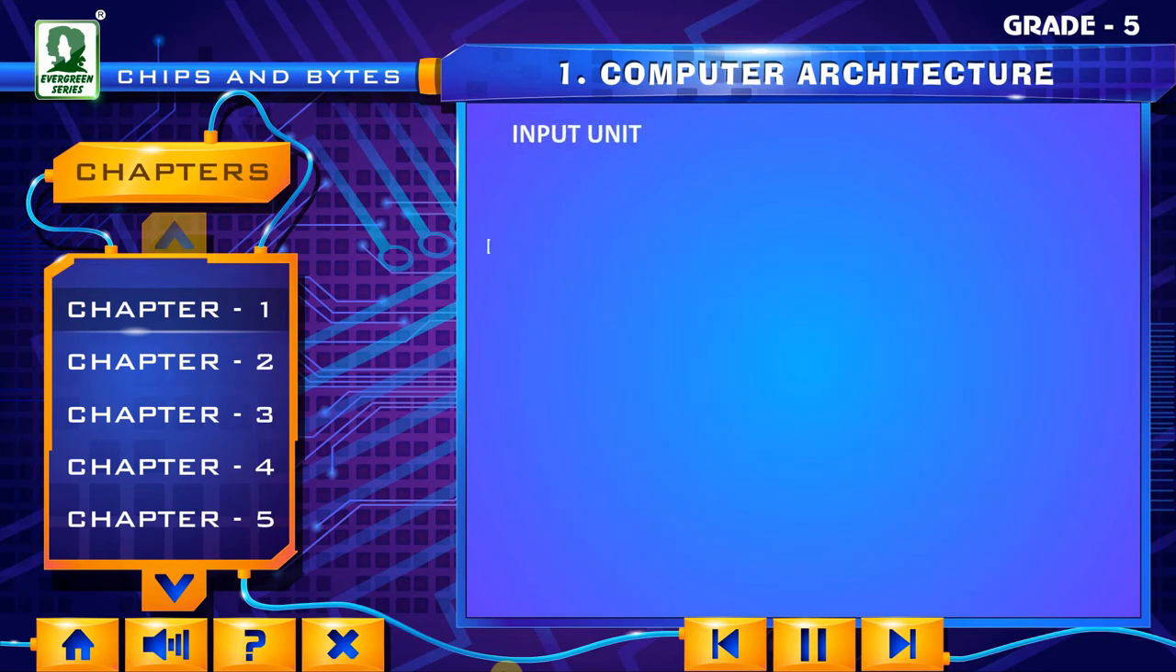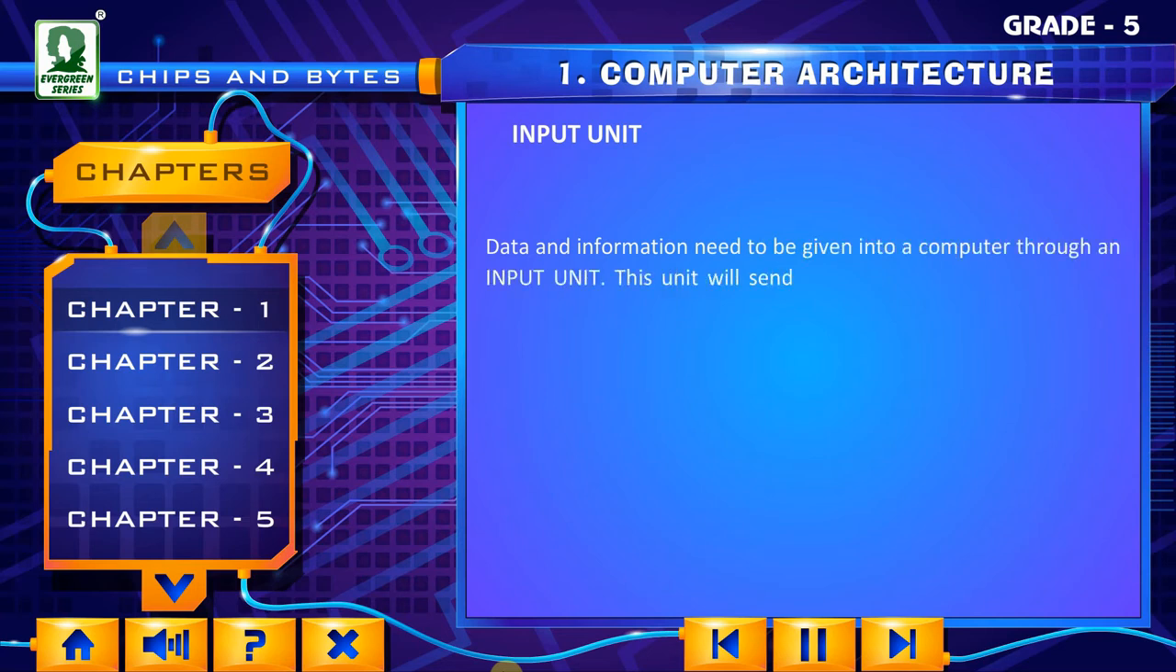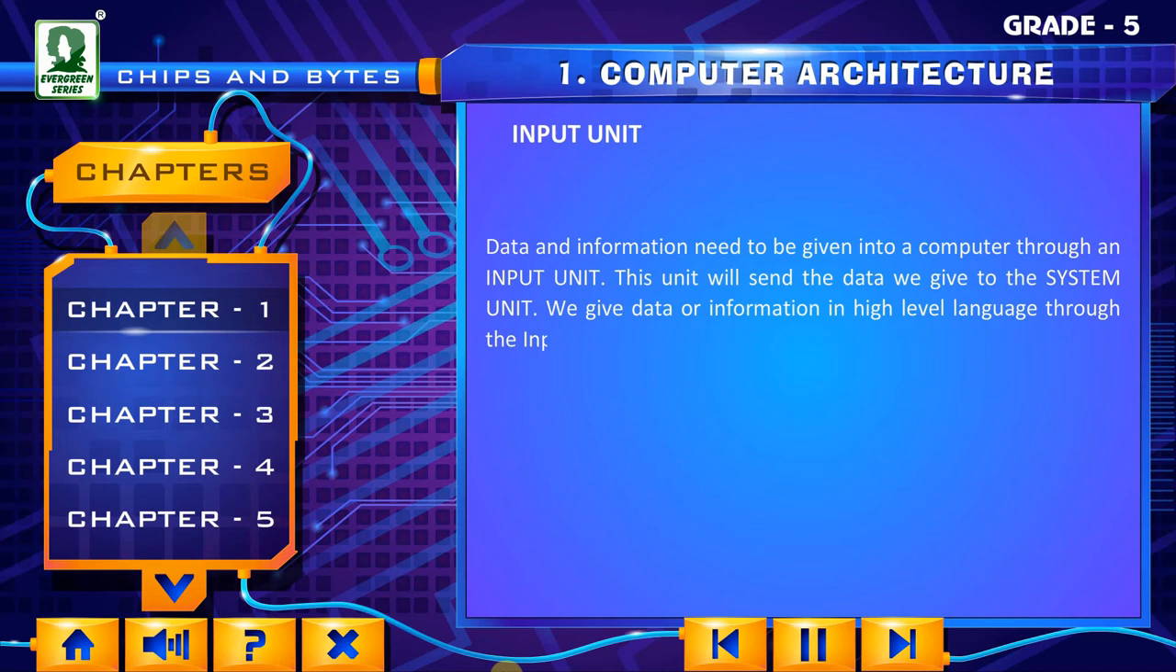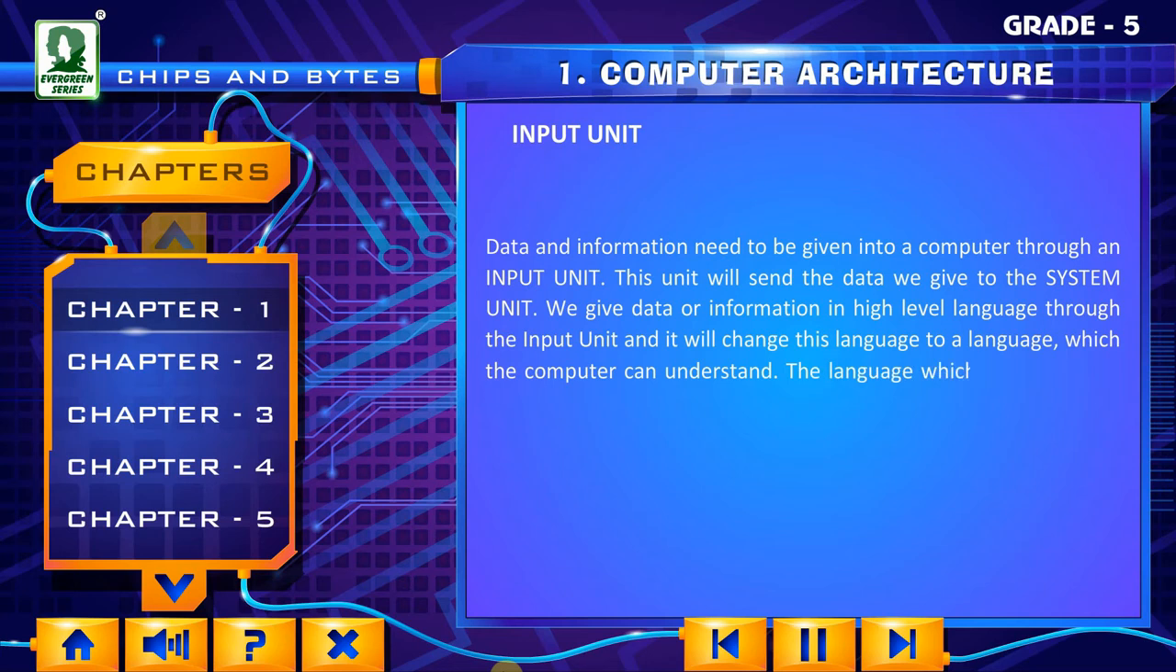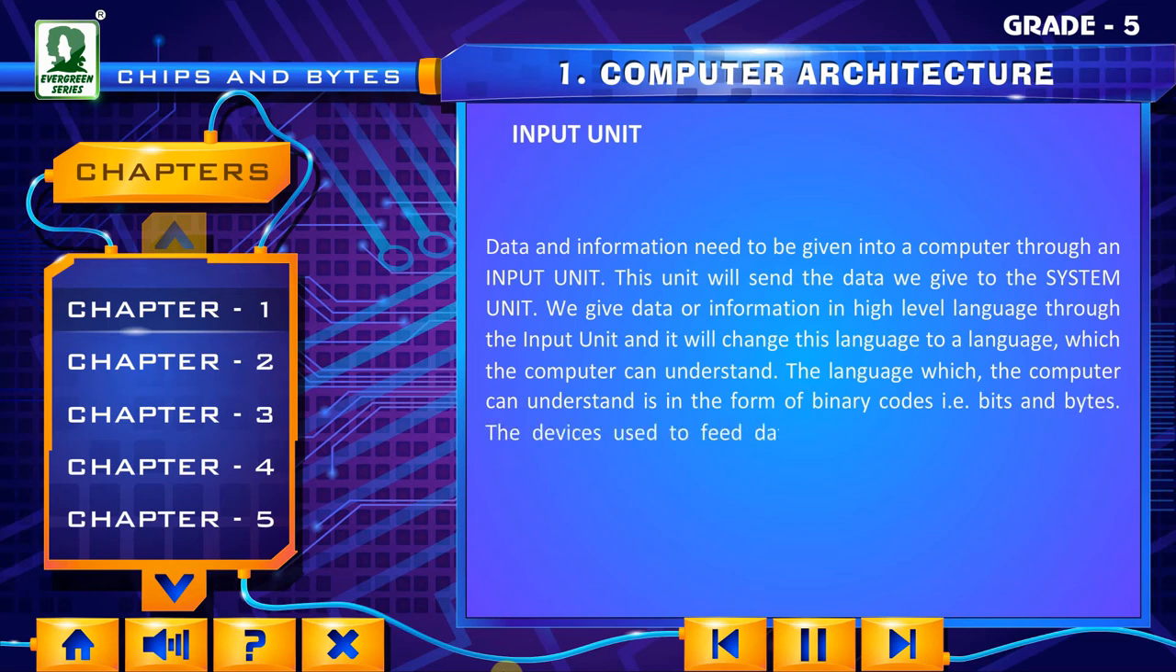Input unit. Data and information need to be given into the computer through an input unit. This unit will send the data we give to the system unit. We give data or information in higher level language through the input unit, and it will change this language to a language which the computer can understand. The language which the computer can understand is in the form of binary codes, that is, bits and bytes. The devices used to feed data or information are called input devices.